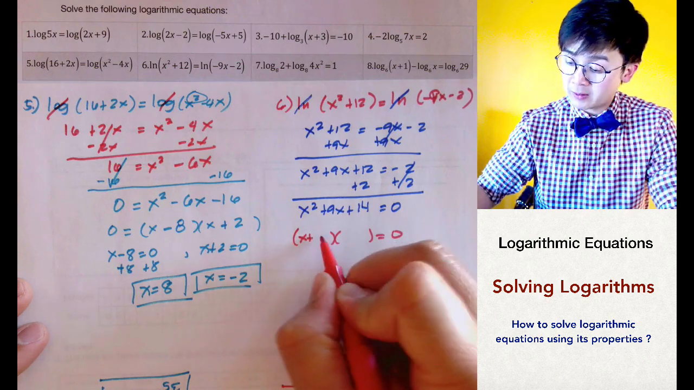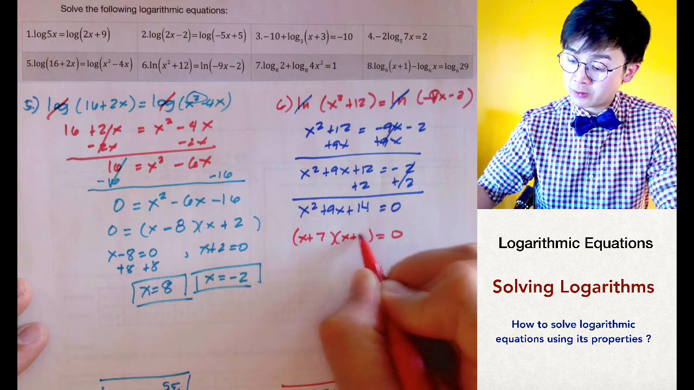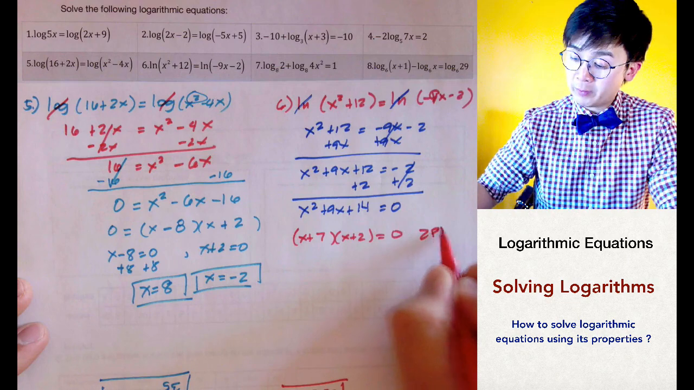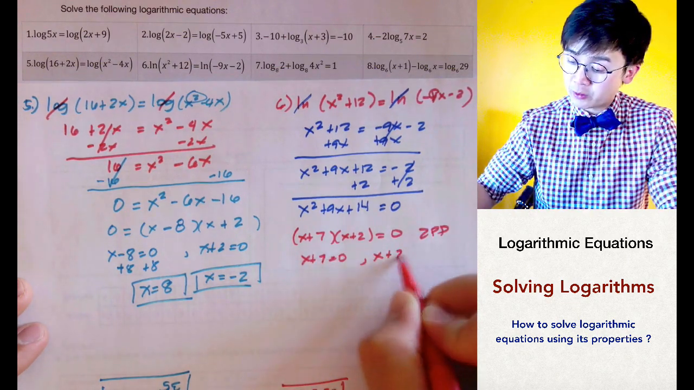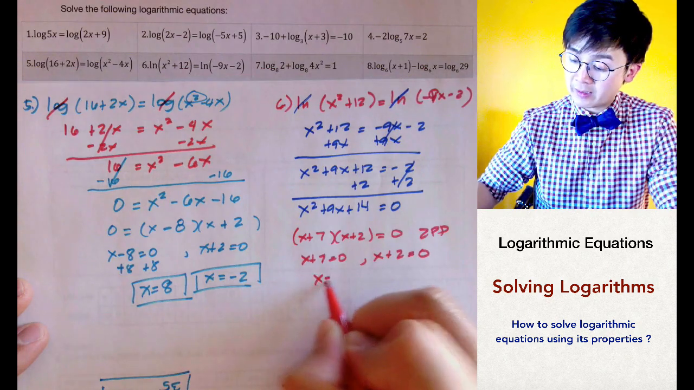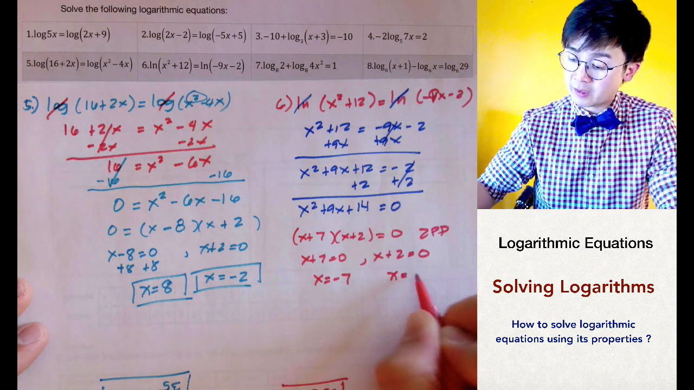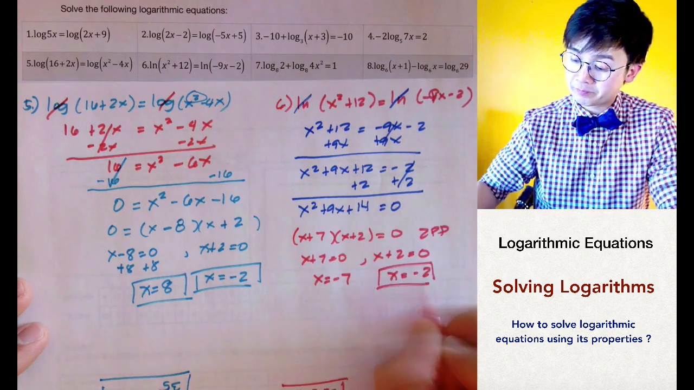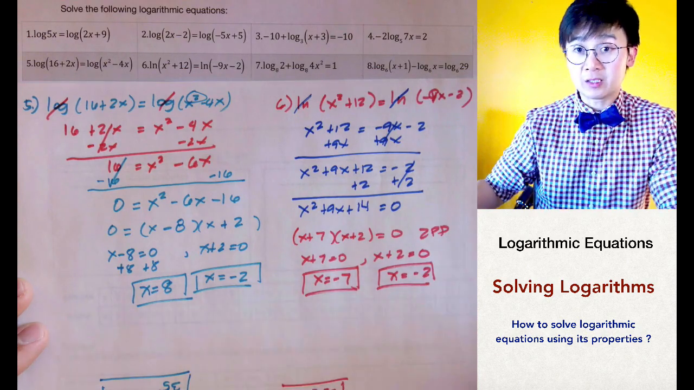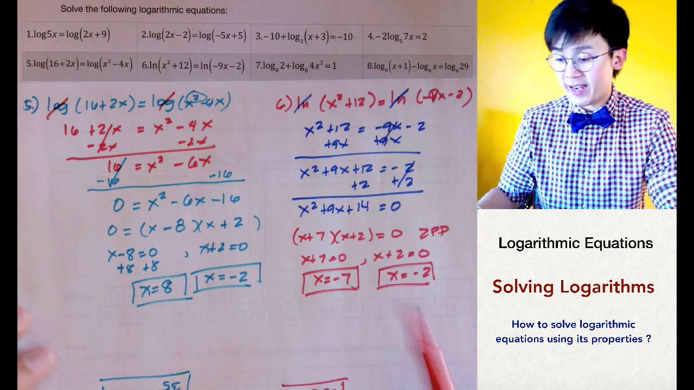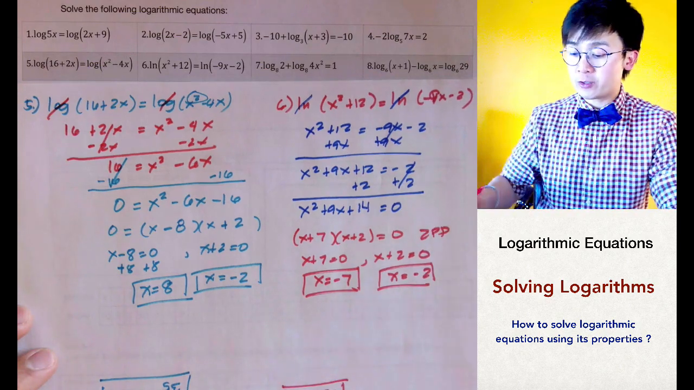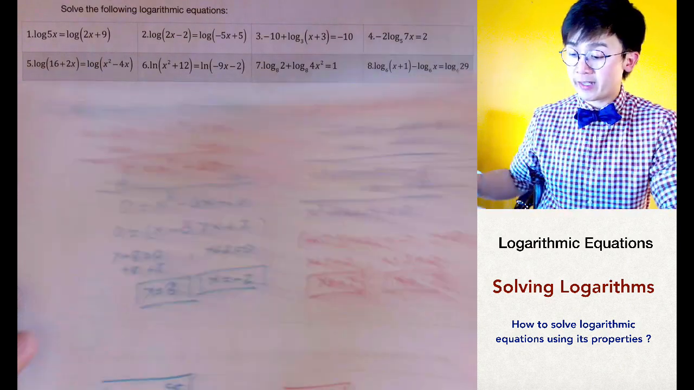So we have x plus 7 and x plus 2. So by zero product property, we'll have x plus 7 equals 0 and x plus 2 equals 0. So x is negative 7 and x is equal to negative 2. Kasi isa-subtract natin yung 7 at 2 on both sides para makuha natin si x. So yan yung solution set nung problem number 6 using ln.